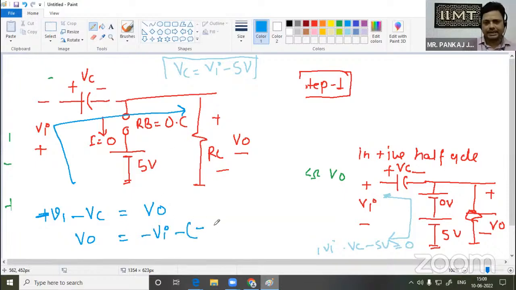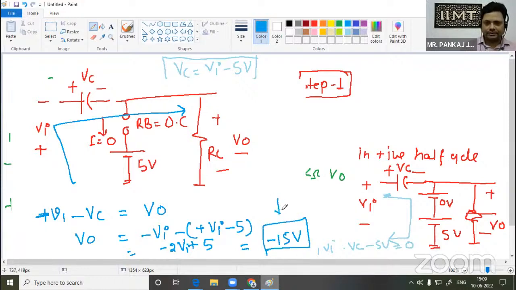This will be minus Vi minus (Vi minus 5). This will be minus 2Vi plus 5. And this Vi is 10 volts, so minus 20 plus 5, this will be minus 15 volt. So this will be my output in the negative half cycle.